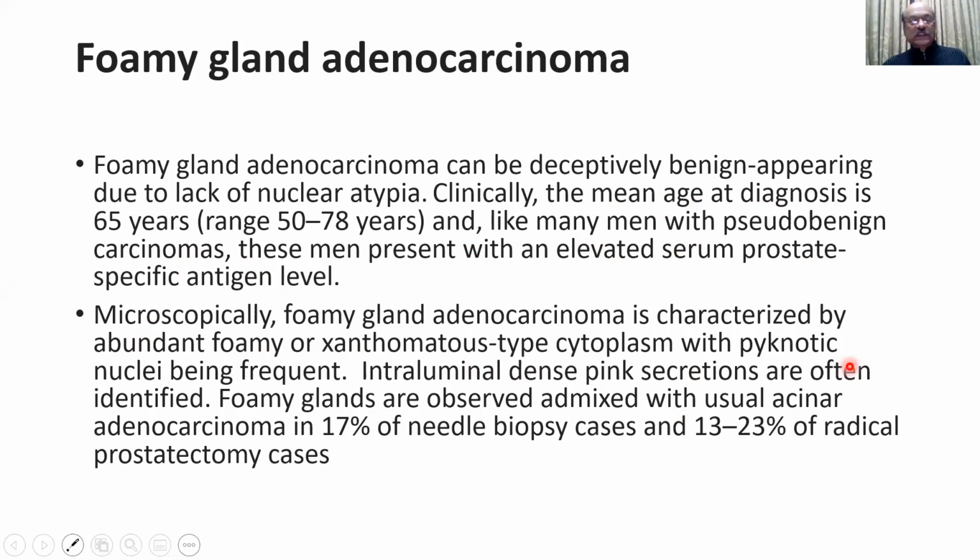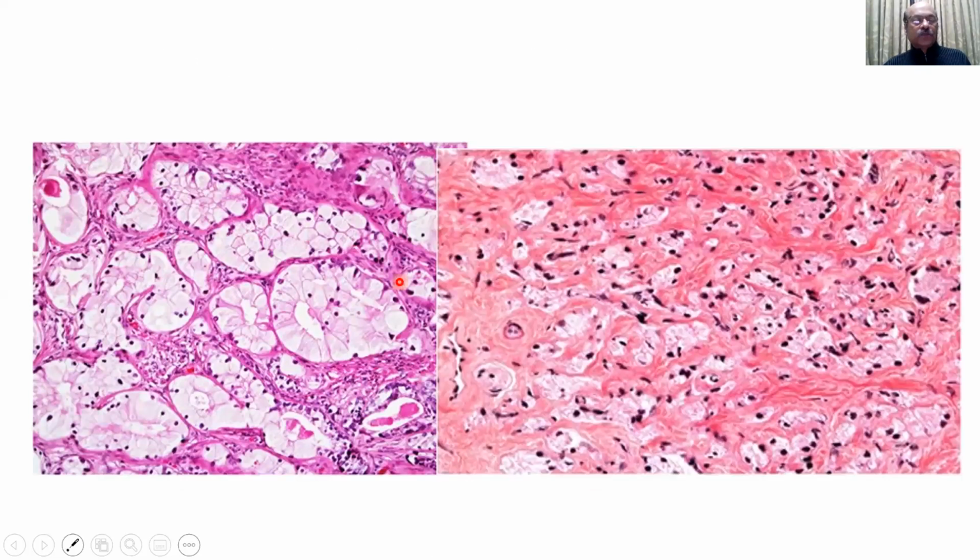Microscopically, foamy gland adenocarcinoma is characterized by abundant foamy or xanthomatous type cytoplasm with pycnotic nuclei being frequent. Intraluminal dense pink secretions are often identified. Foamy glands are observed admixed with usual acinar adenocarcinoma in 17% of needle biopsy cases and 13 to 23% of radical prostatectomy cases. So this is the foamy gland adenocarcinoma. These are actually not foam cells. These are carcinoma cells. And if you do a CD68, this will be negative.